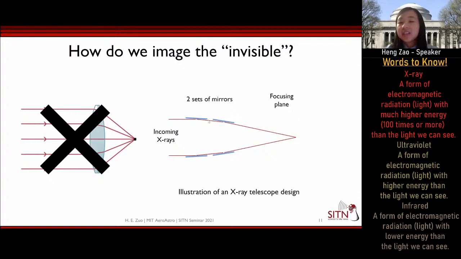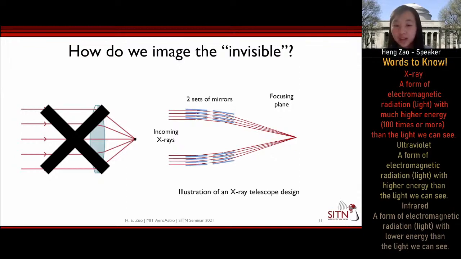Early scientists designed some telescopes using this type of design, but it was proven that you need 2 sets of mirrors to obtain better image quality. And now we put many layers of these thin mirrors to basically increase the number of photons, or the amount of light that we can collect, so the image will look brighter at the focusing plane.